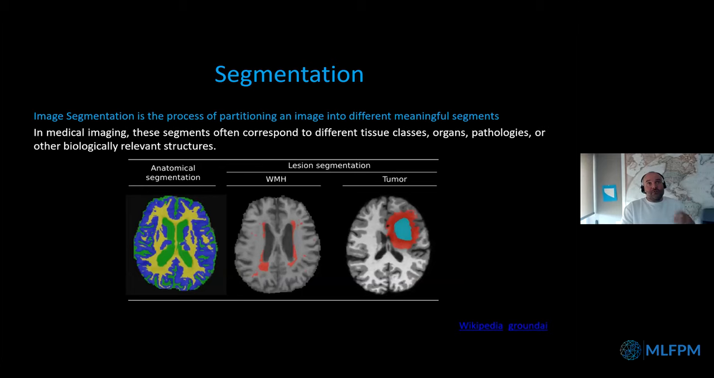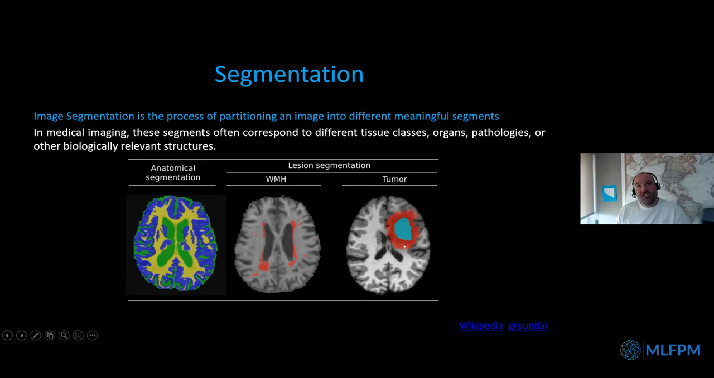That brings me to the first more semantic image operation, which is known as segmentation. Image segmentation, if you want a definition, is essentially the process of partitioning an image into different meaningful segments. So you're trying to delineate the parts that are of interest to you. Here, for example, is an anatomical segmentation of the brain into gray matter, white matter, and CSF, the fluid filling between the matters.